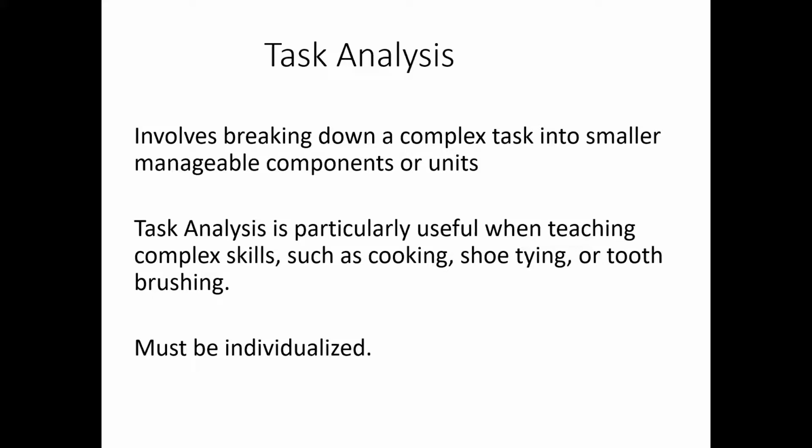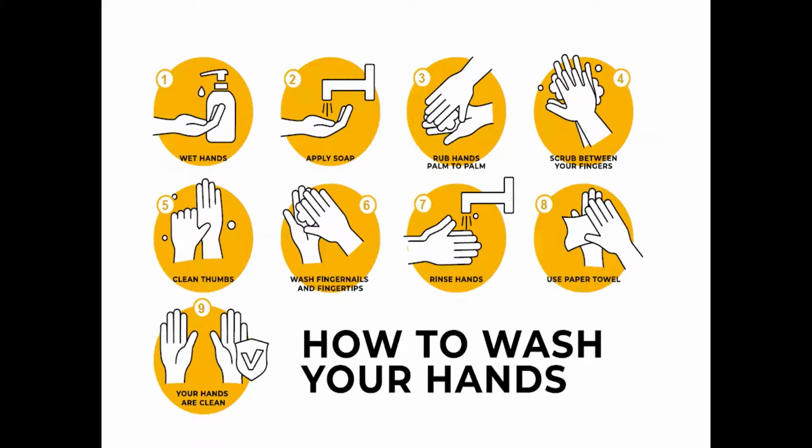So it's important that it's at their level and that they're receiving any prompts or support that they might need when working on it. Here is an example of task analysis along with a visual schedule to go with it for hand washing. It's broken down into 9 different steps. Step 1, wetting hands. Step 2, applying soap. Step 3, rubbing hands palm to palm. Step 4, scrubbing between your fingers. Step 5, cleaning thumbs. Step 6, wash fingernails and fingertips. Step 7, rinse hands.